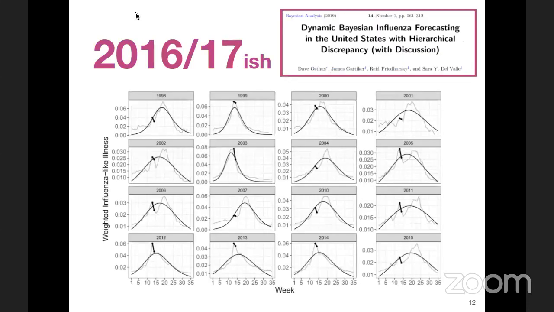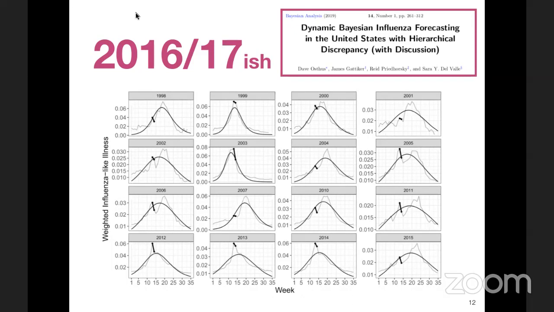And so that led to the next project, which was this dynamic Bayesian modeling with discrepancy. Again, a lot of this work was motivated by doing a fairly thorough graphical exploratory data analysis, and I'm showing some of it here. Each panel is a flu season. The gray line is ILI data. The black curve is the best fit SIR model, so it's a fit, not a forecast here. And you see the SIR model captures the general shape of the ILI data, but there's a lot of nuanced structure in this ILI data that isn't getting captured.